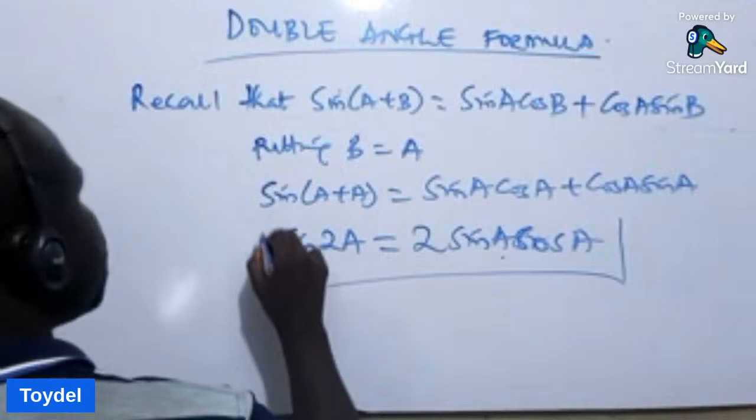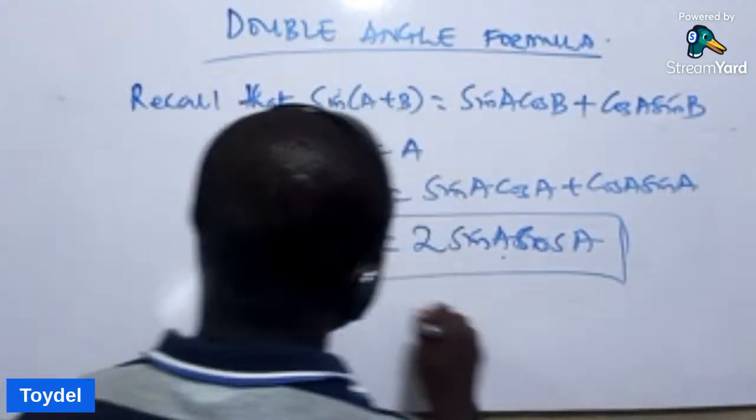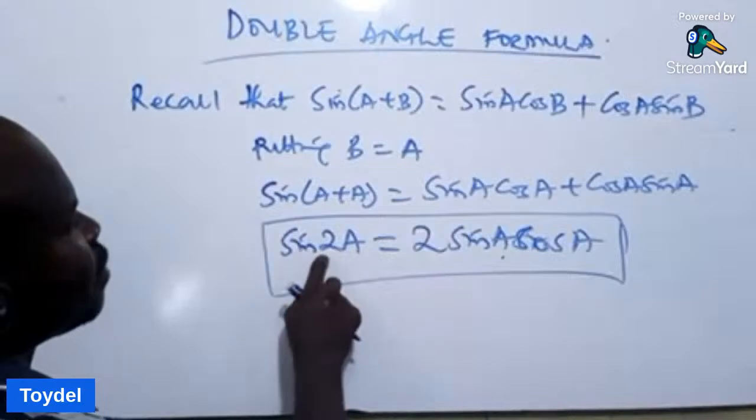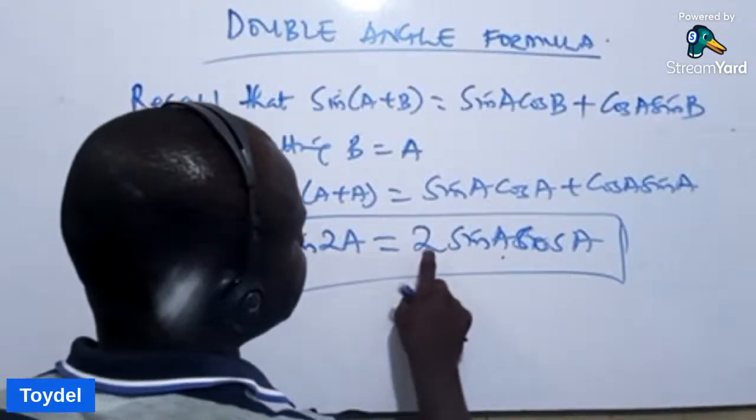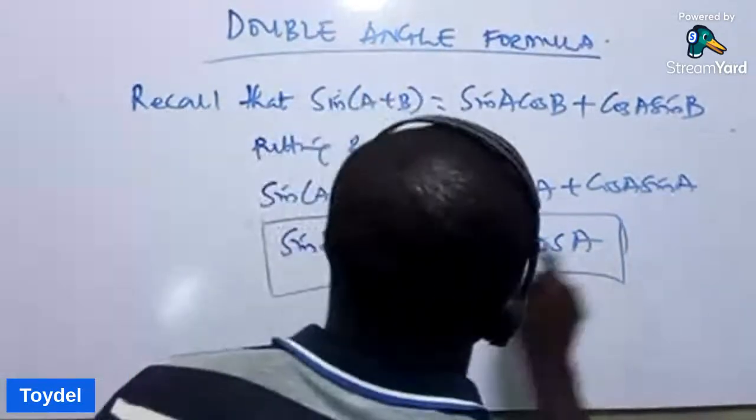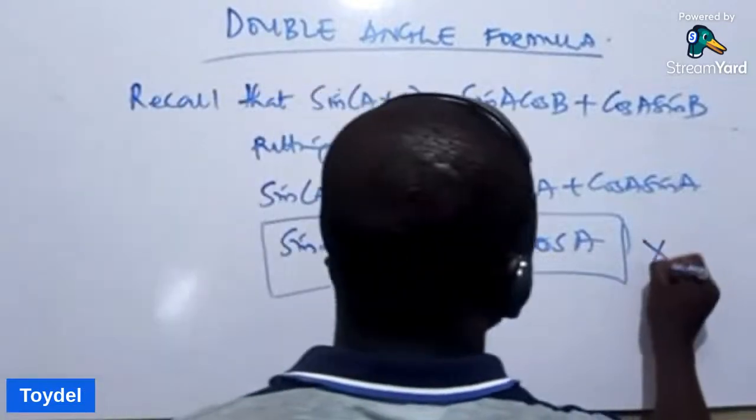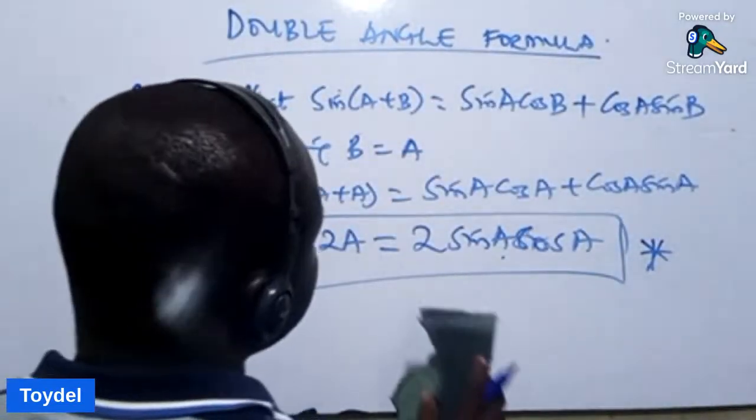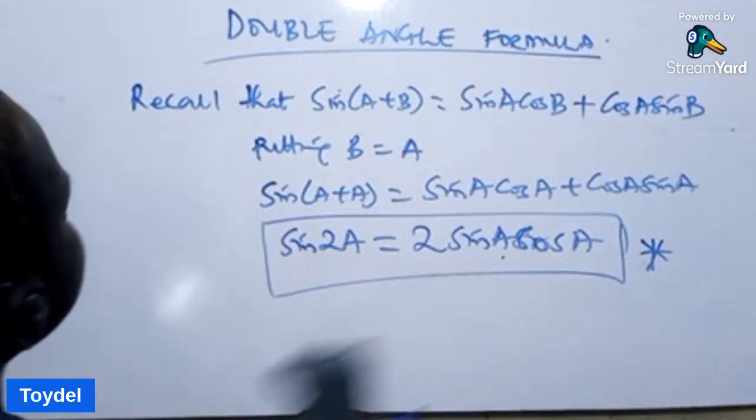So under the double angle, if you have a particular angle A and we now double it, the expression of sine 2A will be 2 sine A cos A. So we should take note of that. For sine under the double angle, sine 2A is given as 2 sine A cos A.